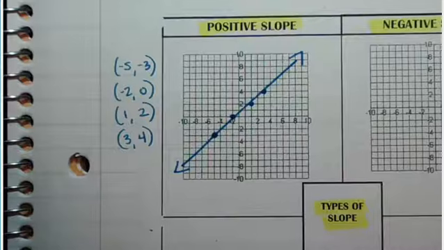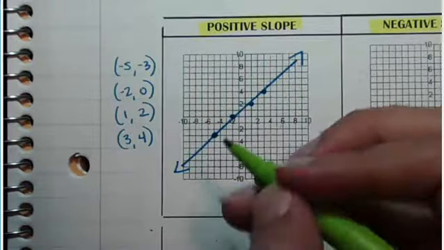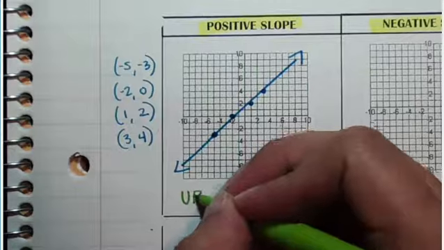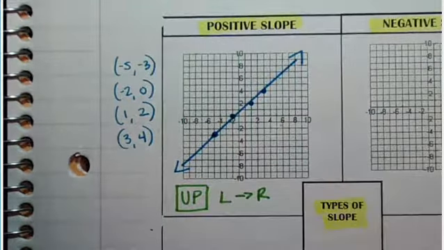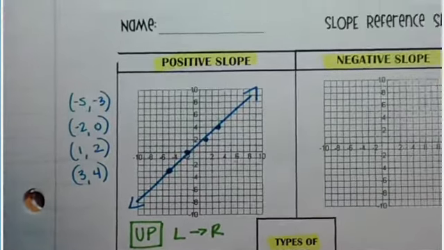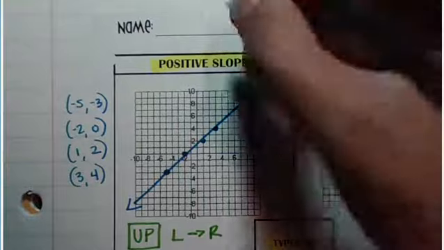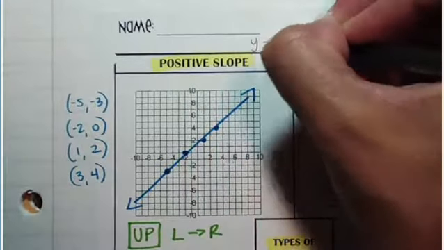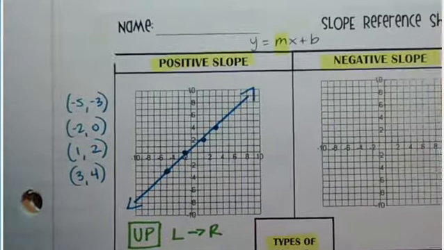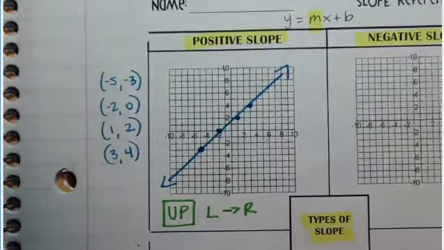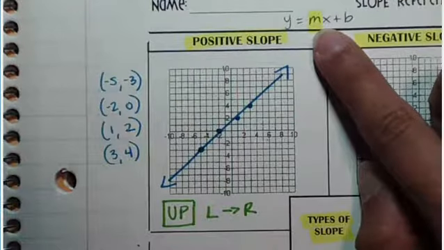So let's talk about the attributes of a positive slope. Remember, we discussed that this is a positive slope because if I read it from left to right, it is going up. Okay, positive slope goes up from left to right. Now, again, the slope in our equation, write this at the top, y equals mx plus b. The m represents where the slope goes. So if I know this is a positive slope, I know that m is going to be a positive fraction or a positive number.